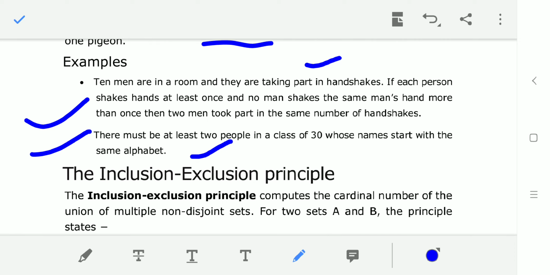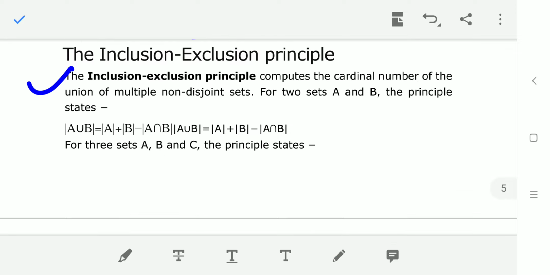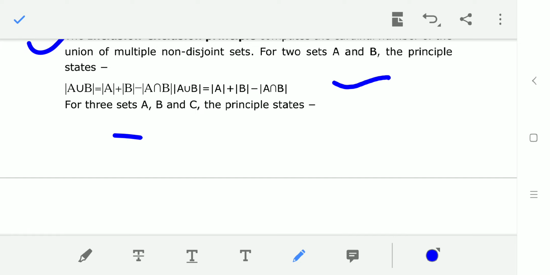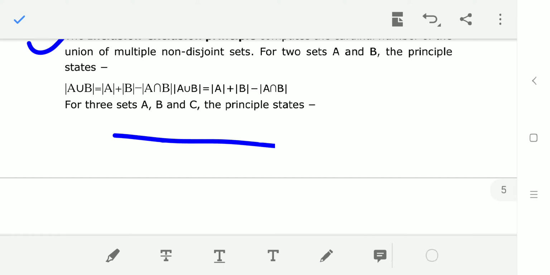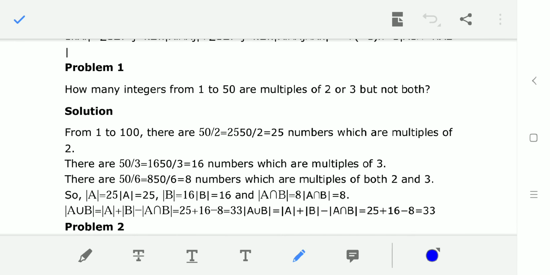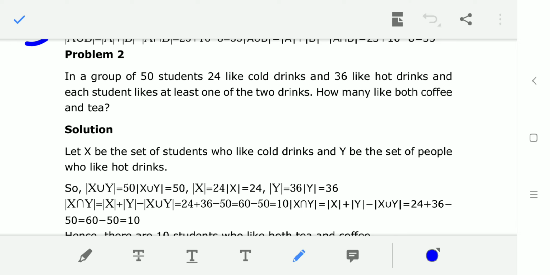The inclusion exclusion principle computes the cardinal number of the union of multiple non-disjoint sets. For two sets A and B, the principle states, this is the A union B in this way. Okay, this is the problem and the solution is also given here. You can learn problem 2. The same solution is here.